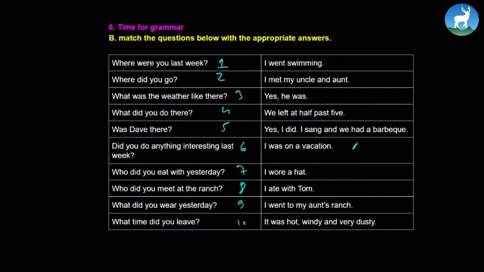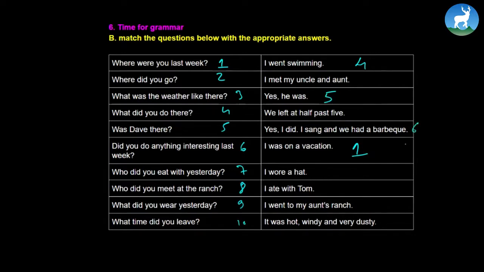Where were you last week? I was on vacation. Where did you go? Figure it out. What was the weather like there? Figure it out. What did you do there? Okay, let's look at number 4. What did you do there? What do you think must have been done there? I went swimming. Was Dave there? Oh, I bet. Yes, he was. Did you do anything interesting last week? Yes, I did sing and we had a barbecue.